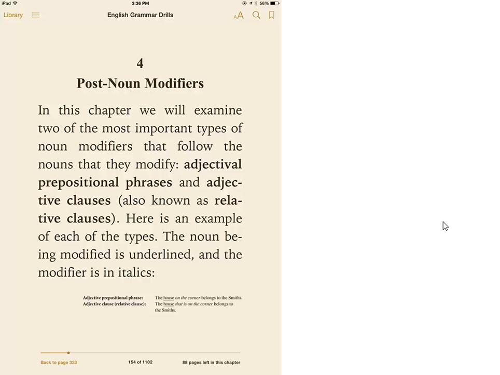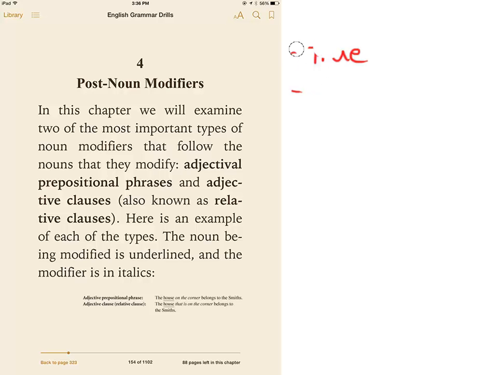All right, we are going to talk about post-noun modifiers. And post-noun modifiers are simply descriptions that come after a noun instead of before a noun. Before, we talked about true adjectives and how they had to come before a noun to modify a noun. Now we're going to talk about phrases that come after a noun that modify the noun.